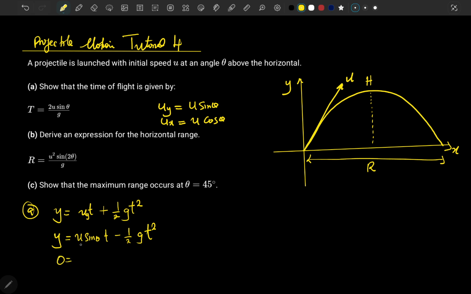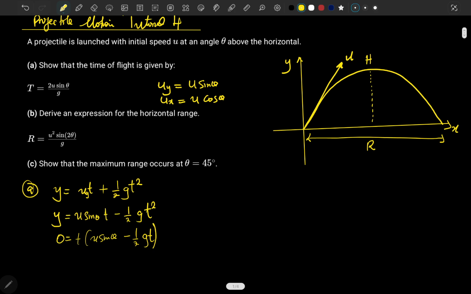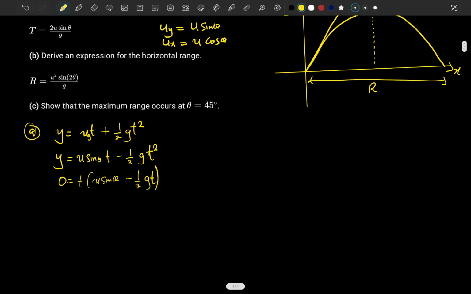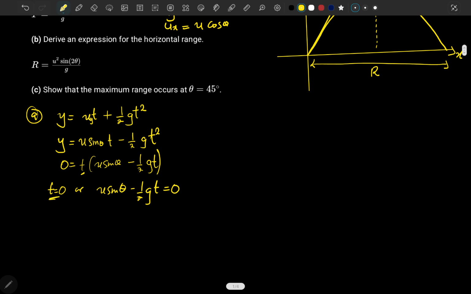Which will give us, if I factorize here, I've got t, then u sine theta minus 1 over 2 g t, of which I can equate this to 0. So either t is 0, or u sine theta minus half g t is equal to 0. Of course I can't have t as 0, so I'm going to take the non-zero solution, which is this one here.